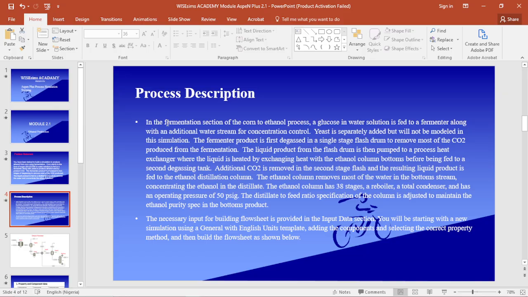In this fermentation section of the corn to ethanol process, a glucose in water solution is fed to a fermenter along with an additional water stream for concentration control. So basically we are mixing our glucose. Remember, our glucose is representing the corn starch, and it's in water solution. It's being fed to the fermenter where it undergoes fermentation, and water is also sent into that fermenter to help with concentration control.